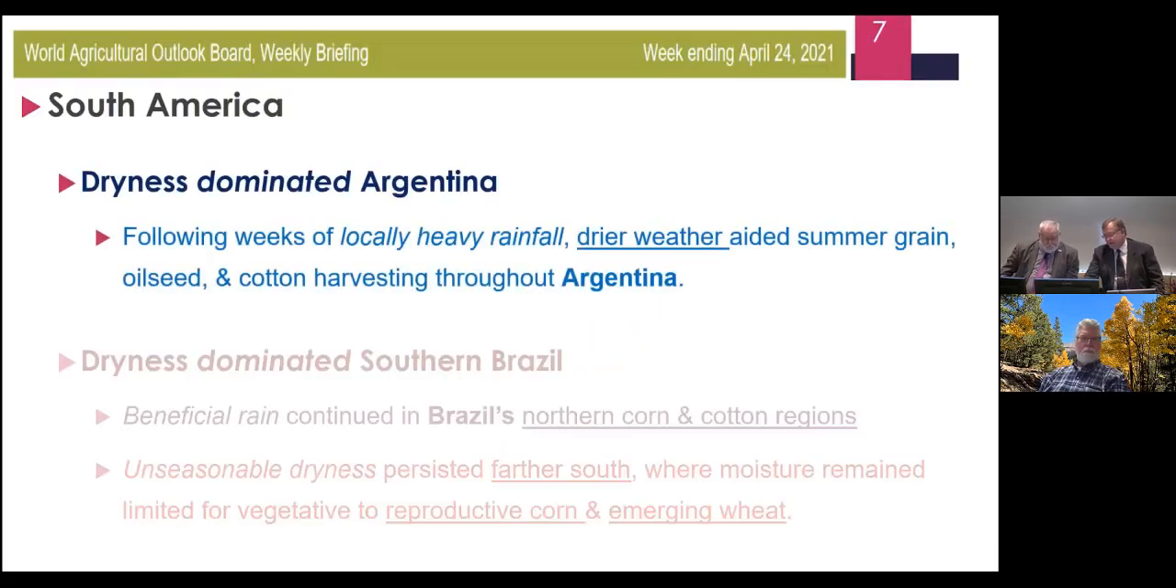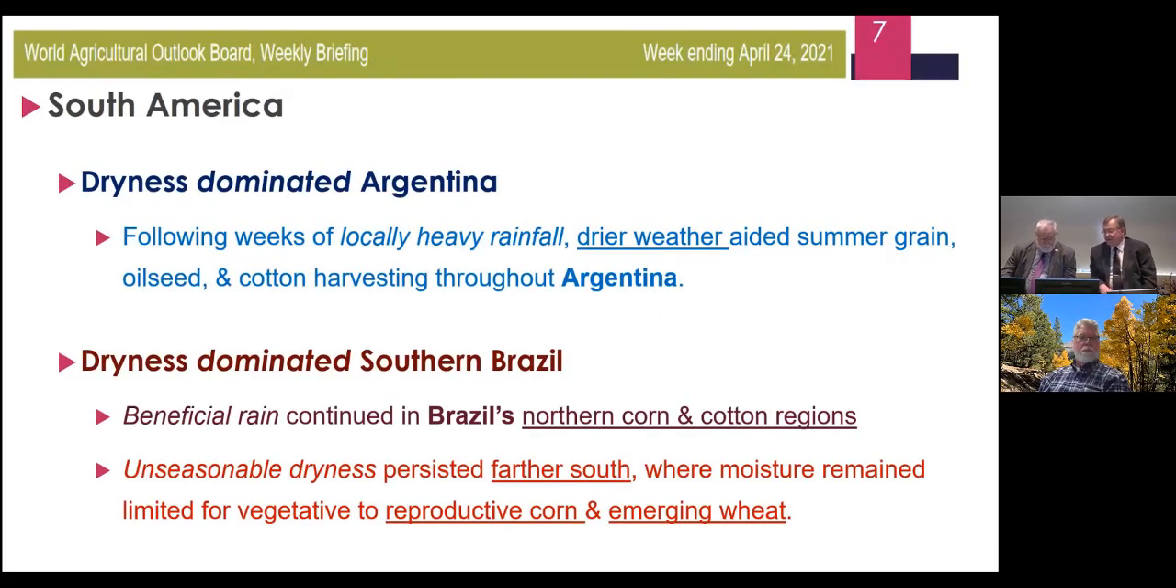If I can just add, the latest USDA reports state that dryness is dominating Argentina and southern Brazil. So yeah, big issues there.